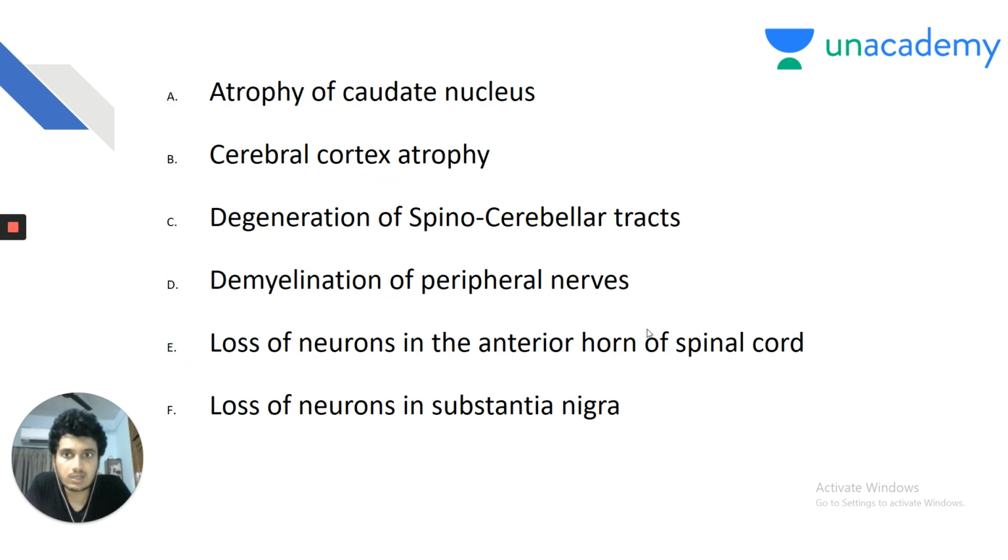So, the options are atrophy of the caudate nucleus, cerebral cortex atrophy, degeneration of the spinocerebellar tracts, demyelination of the peripheral nerves, loss of neurons in the anterior horn cell of the spinal cord, and loss of neurons in the substantia nigra. So, my dear friends, we'll discuss the neuropathological findings of each of the diseases involved and then we'll try to correlate them with the clinical findings of the disease.